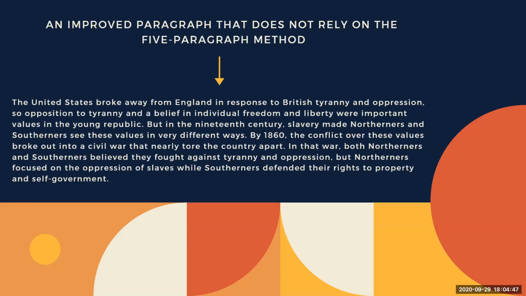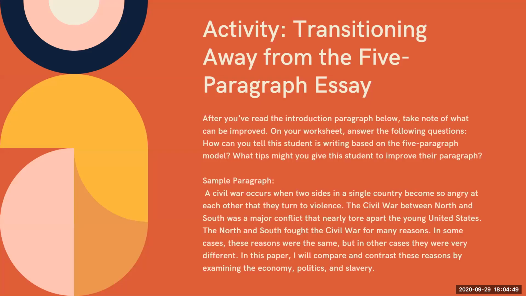So before we move on to that, I do want to talk about why this is a 5-paragraph essay introduction. And the reason why, if you look at this first sentence, a civil war occurs when two sides in a single country become so angry at each other that they turn to violence. This is a very, very general introductory sentence. It doesn't tell me what the paragraph is about. So as a reader, I could read this and think that this essay is about anything.